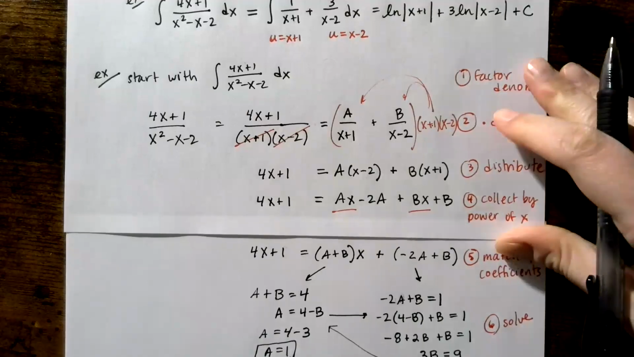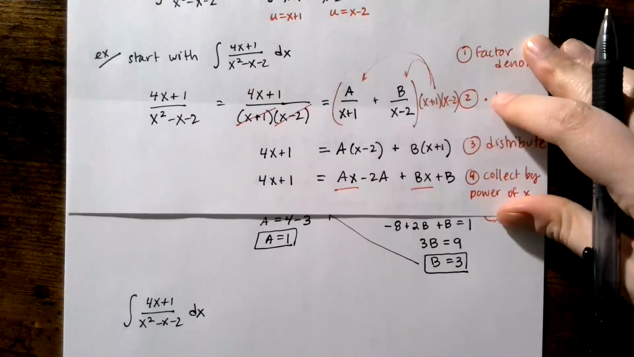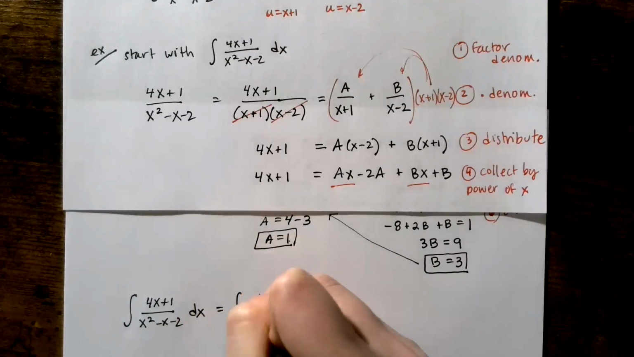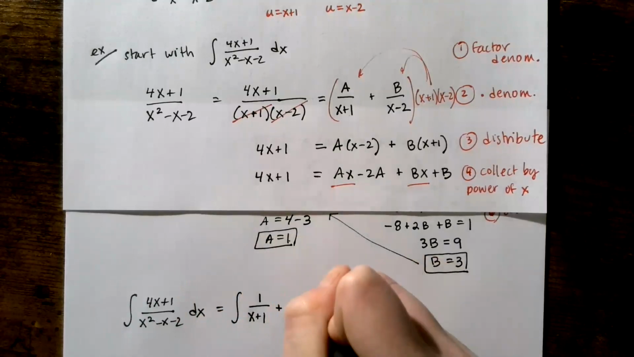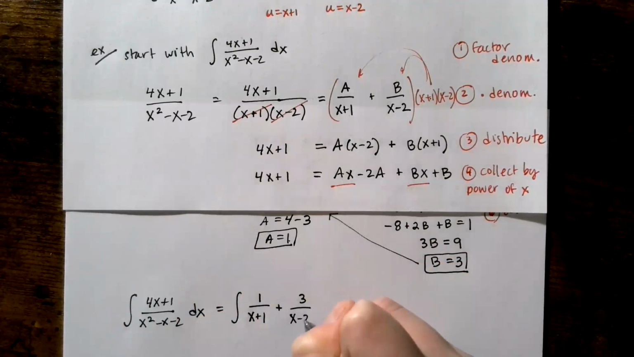Oh, it'd be nice if this was on the screen. Okay, so we said a over x plus 1, and we know that a is 1. So a over x plus 1 plus b, which was 3, over x minus 2.